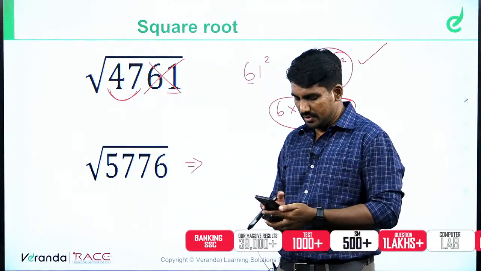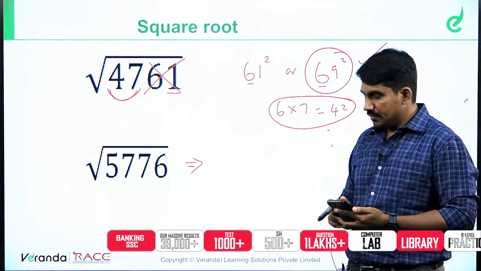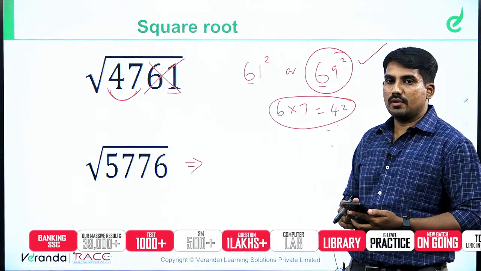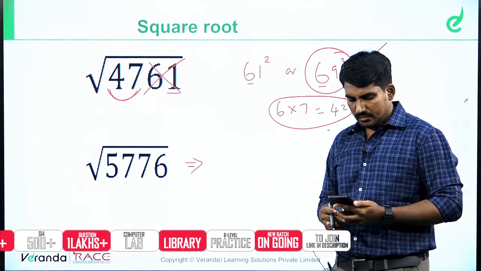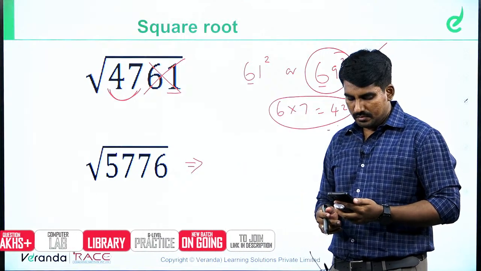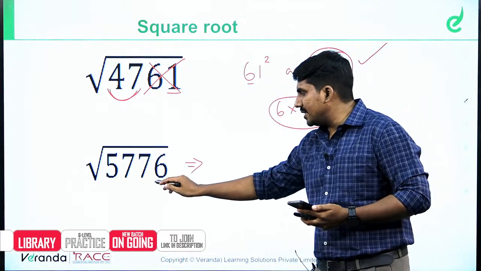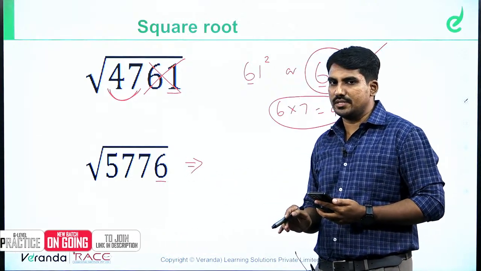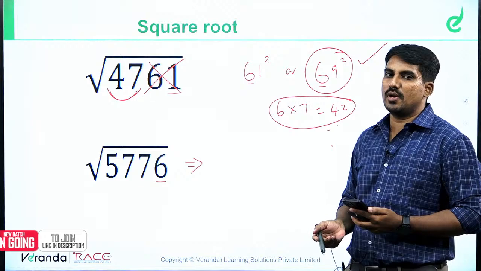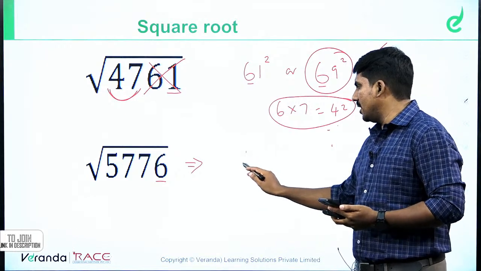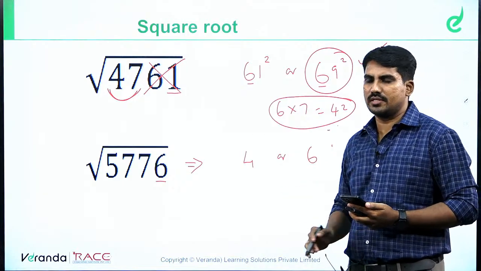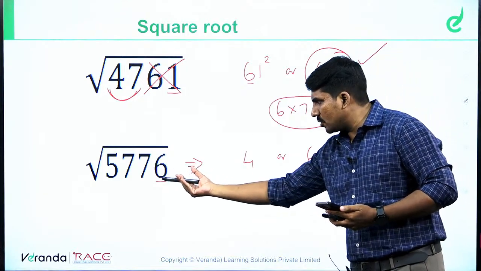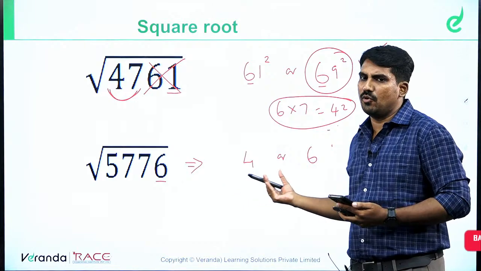5776. Clear with this, everyone? So last digit is what? 6. Last digit is 6. Therefore, that number ends with what? The number ends with either 4 or 6, right? Because 4 square is 16, 6 square is 36. The square root of this number will be ending with 4 or 6.